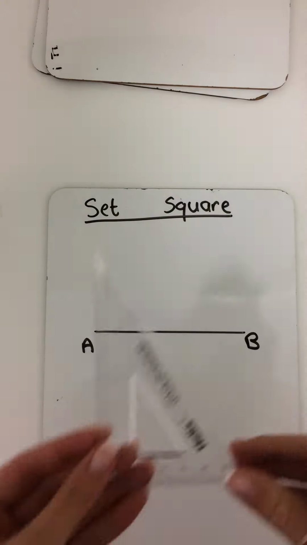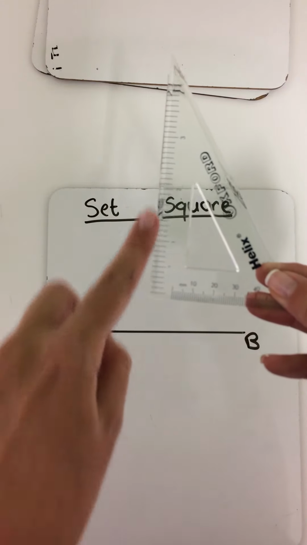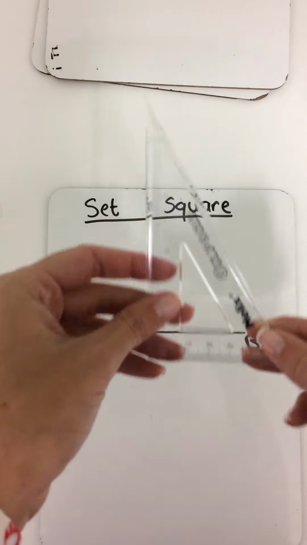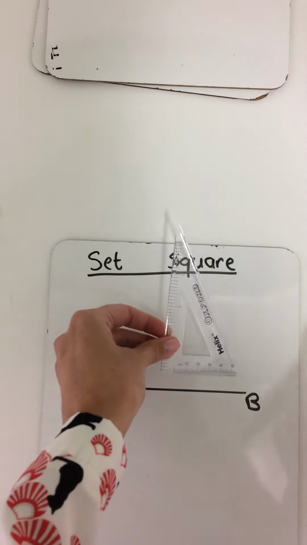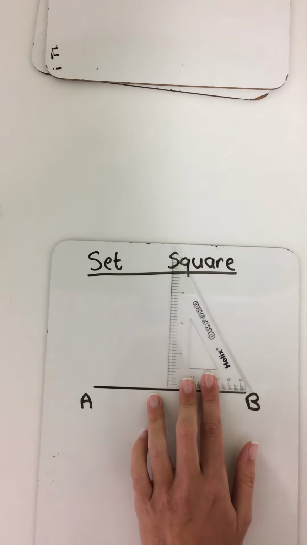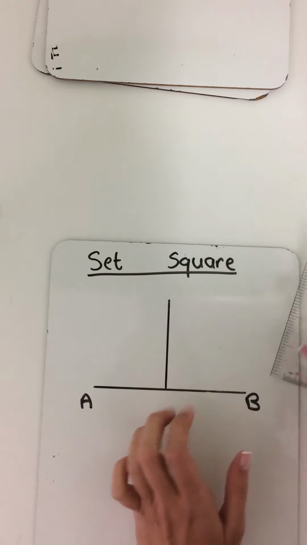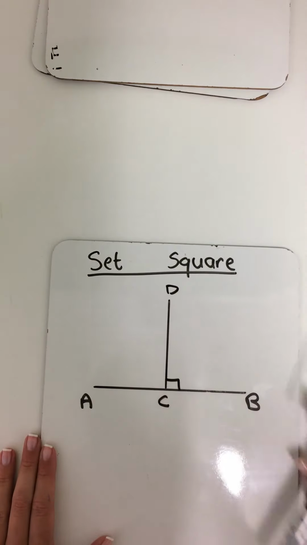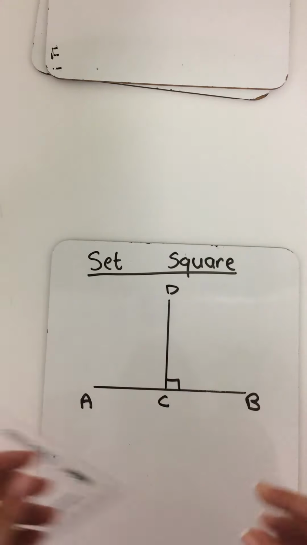Now, the interesting thing about the set square is that it already has a right angle built into it. Here and here, they meet over here, which is a right angle. It is 90 degrees. So all you then do, if you're using a set square to draw perpendicular lines, is put your set square on the line segment that you have drawn, like this, and trace a line along the side of the set square, like that. I'm going to call it CD. It meets at a 90 degree angle. I know that because the set square is always 90 degrees.